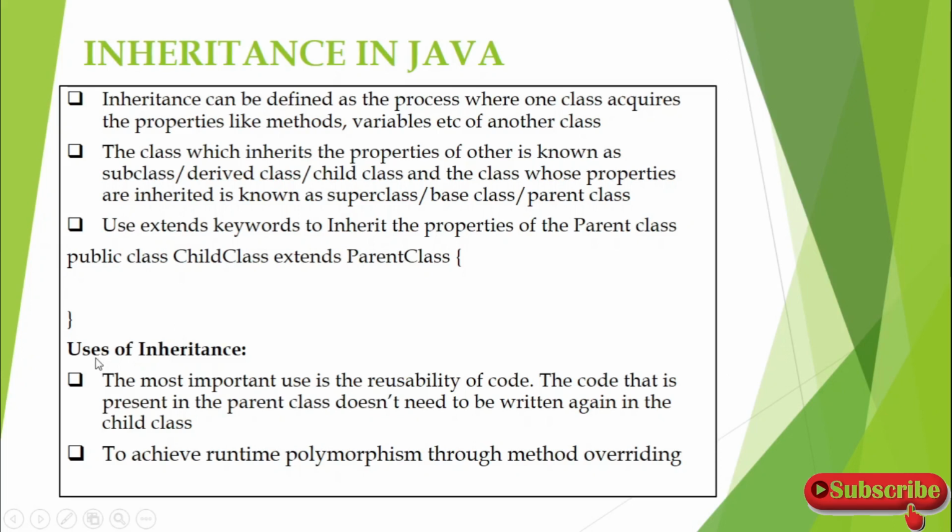The next topic is uses of inheritance. This is mainly used for reusability of code. It can be a development framework or an automation framework, you can reuse your functions. You don't want to create functions again and again in every class. In one class you can write a common function, and you can inherit that class and use those functions in your classes. That is the main use of inheritance, and it is also used to achieve runtime polymorphism through method overriding, which we will see later.